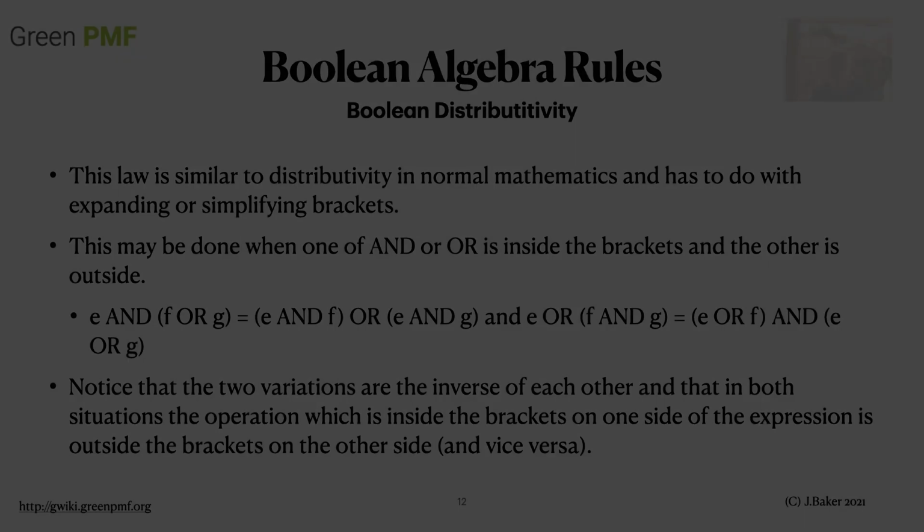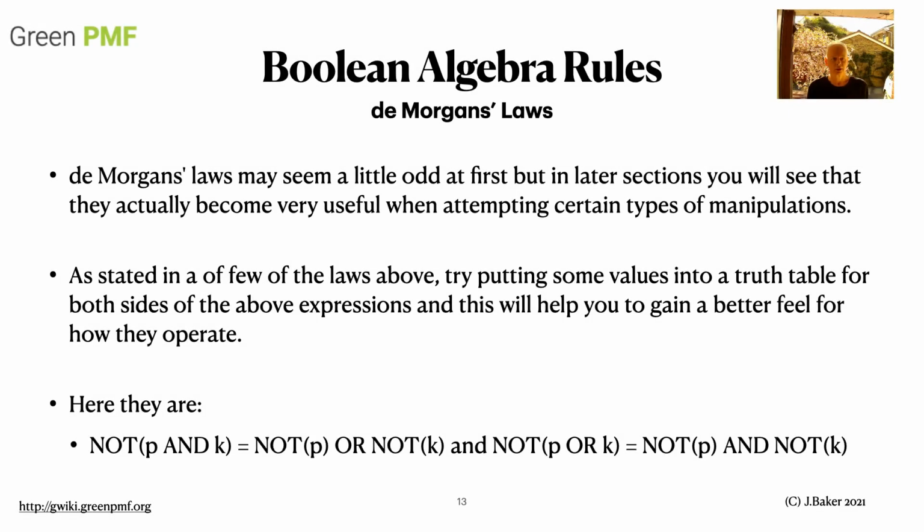De Morgan's law. Now this may seem a little odd at first, but in later sections you'll see that they actually become very useful when attempting certain types of manipulation. As stated in a few of the laws before, trying to put variables into a truth table for both sides of an expression will help gain a better feel for how they operate. Look at the example below and try to put that into a truth table.